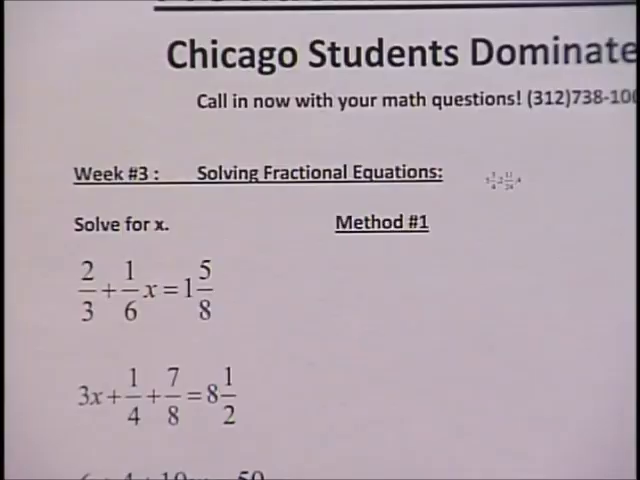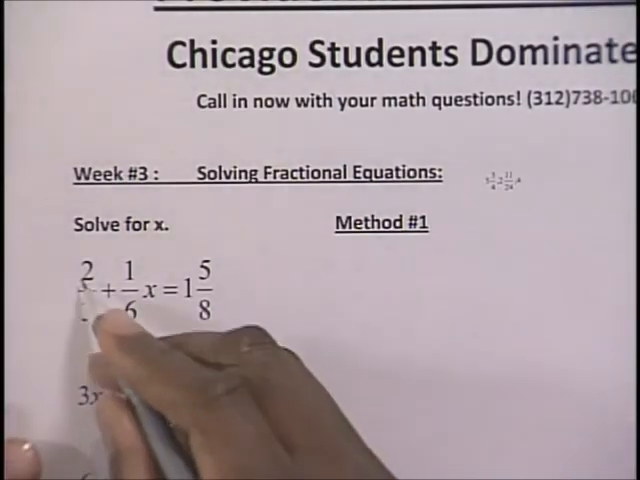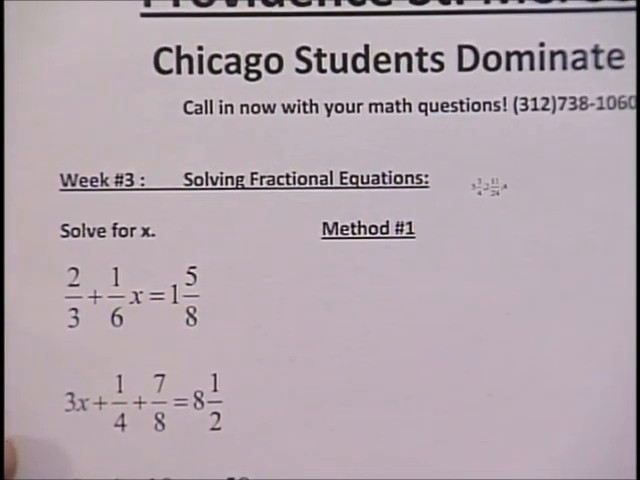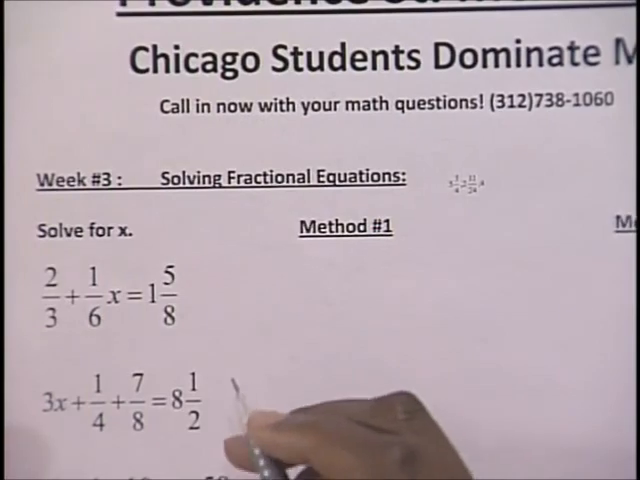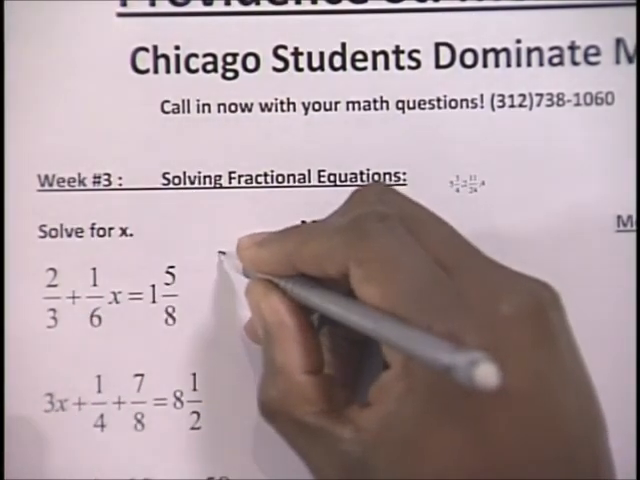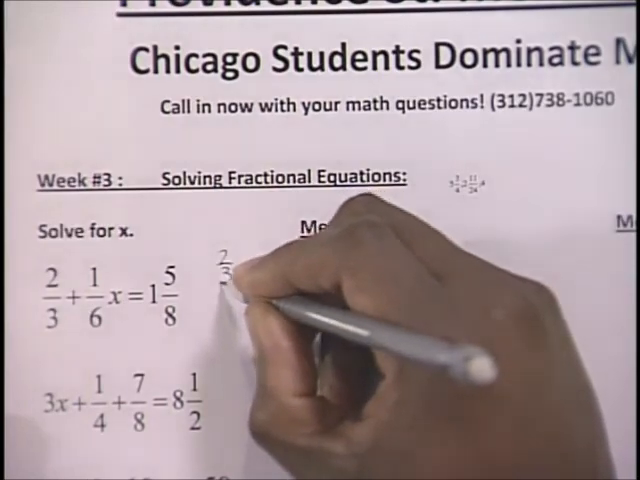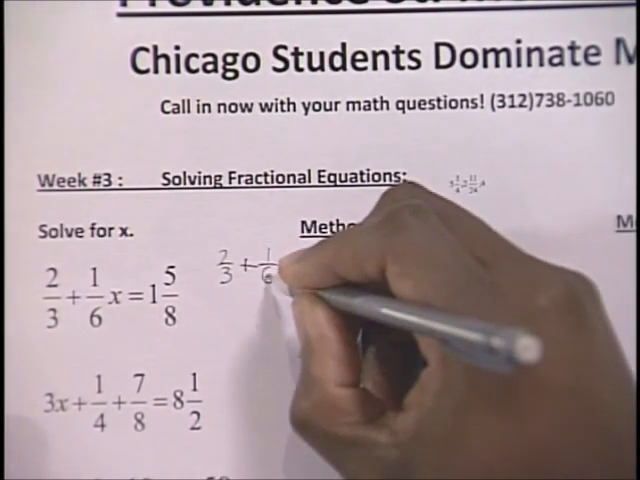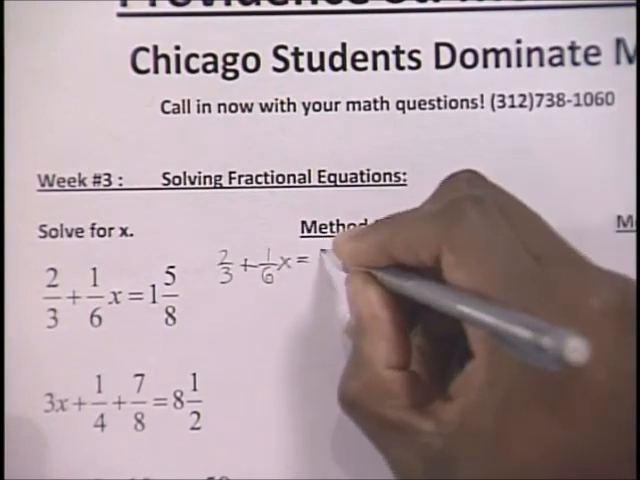Let's take a look at the first problem. What we've got is 2/3 plus 1/6x is equal to 1 5/8. To solve this equation, first off, let's rewrite the problem: 2/3 plus 1/6x is equal to 1 5/8.